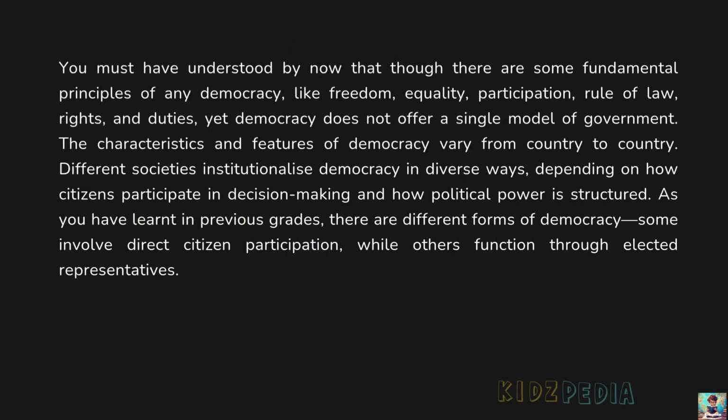You must have understood by now that though there are some fundamental principles of any democracy like freedom, equality, participation, rule of law, rights and duties, yet democracy does not offer a single model of government. The characteristics and features of democracy vary from country to country. Different societies institutionalize democracy in diverse ways, depending on how citizens participate in decision making and how political power is structured. As you have learnt in previous grades, there are different forms of democracy. Some involve direct citizen participation, while others function through elected representatives.